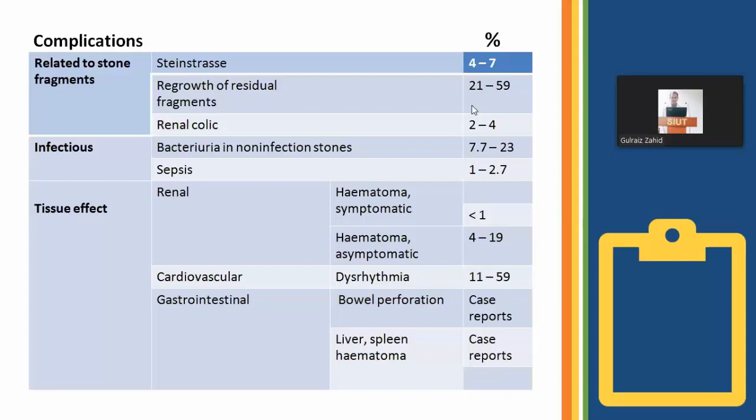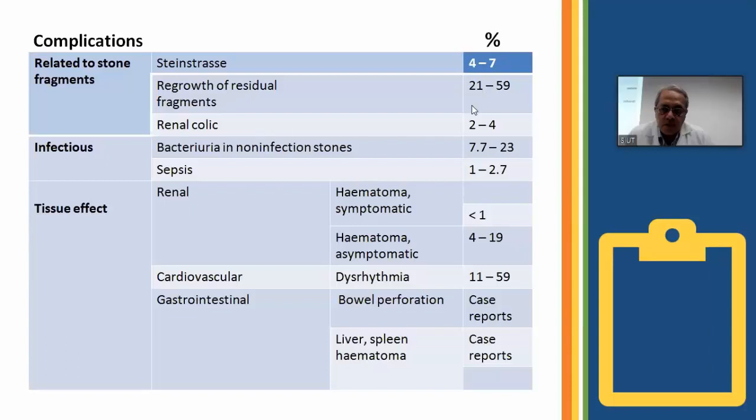In tissue effects, renal hematoma symptomatic less than 1%, hematoma formation asymptomatic 4 to 19%. Cardiovascular effects, dysarrhythmias in 11 to 59%. GIT, bowel perforation cases are reported. Same with liver and spleen hematoma.